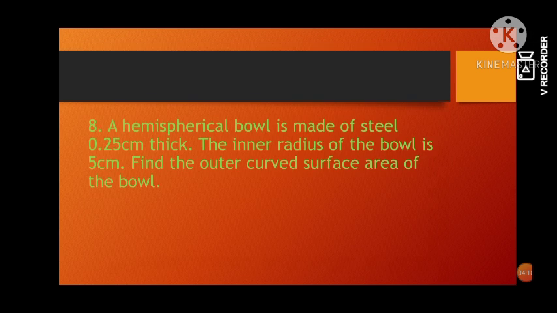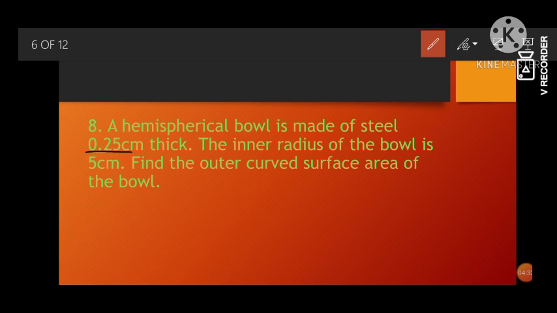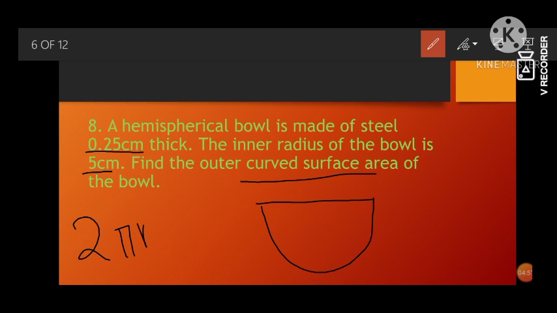Now let us see question number 8. A hemispherical bowl is made of steel of 0.25 centimeter thick. The inner radius of the bowl is 5 centimeter. So the outer curved surface area of the bowl will be, first of all, we have a hemispherical bowl. So for the formula, we will use 2 pi r square.